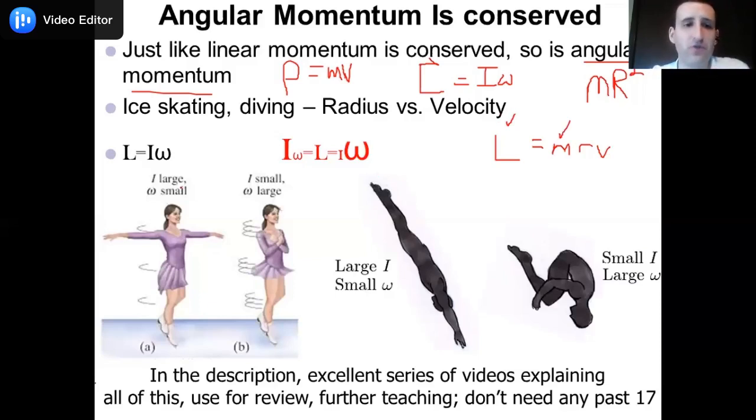So for example, you've got a figure skater here, right? And she's spinning around and her arms are out, and then she brings her arms in close to her body. Well, she has basically reduced the average radius of her mass. So as her radius goes down, that makes her moment of inertia go down, and as her moment of inertia goes down, her angular velocity can go up. And so she spins faster, right?